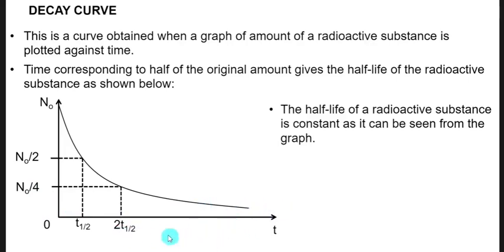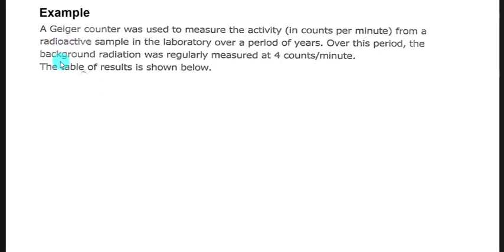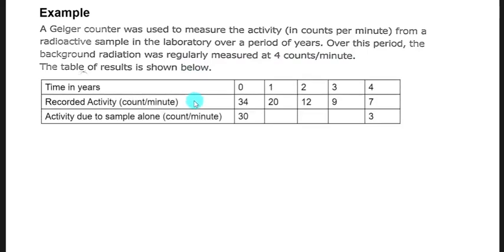So now let's look at an example. We have this example here where we are saying a Geiger counter was used to measure the activity in counts per minute from a radioactive sample in the laboratory over a period of years. Over this period, the background radiation was regularly measured at 4 counts per minute. The table of results is shown below. So this is the table of results.